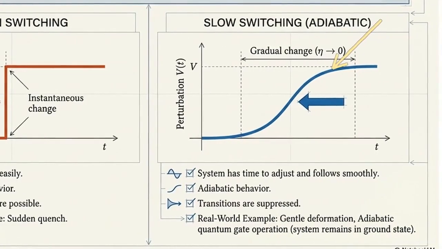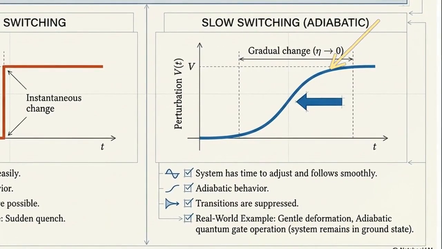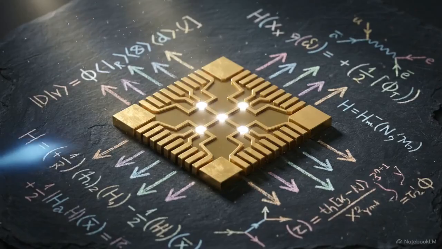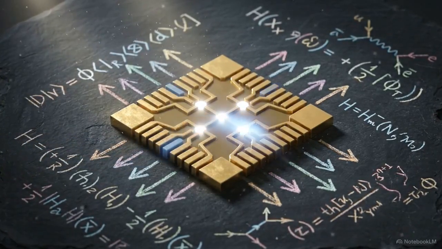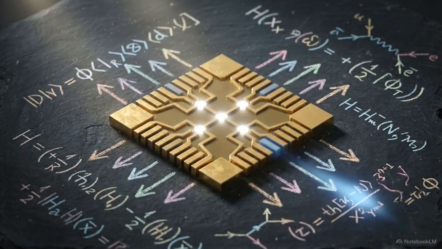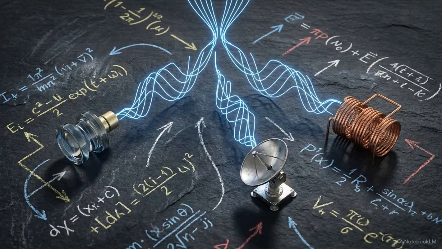Conversely, adiabatic switching introduces the perturbation slowly. This allows the eigenstate to smoothly deform into the new state, suppressing unwanted transitions. Suppressing transitions through this slow adiabatic process is an operational requirement for maintaining the stability of qubits during gate operations in quantum computers. The most common engineering disturbance is a periodic driving field, such as laser light, microwaves, or radio frequency radiation.